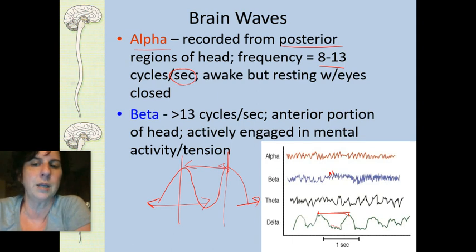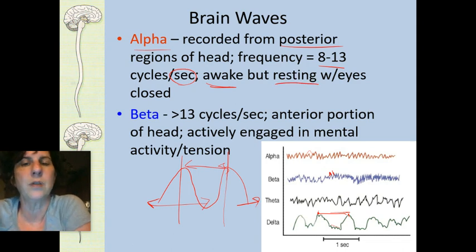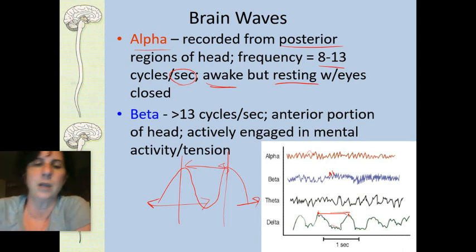That means per second you're going up and down, right? We usually see this when you're awake, but you're not in high activity. So we're awake but resting. Your eyes are closed, you're kind of calm, and you're not doing a lot of heavy activity, okay? But you're not asleep, all right?